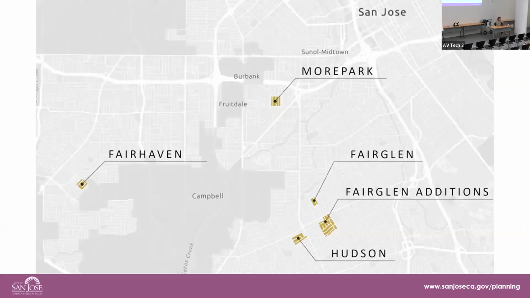As I said before, there are 5 Eichler neighborhoods in San Jose, and only one is designated, and that's the Fairglen Additions. But if a neighborhood came forth and wanted to designate their neighborhood in the future, then these guidelines would apply if they were designated and listed on the historic resources inventory.